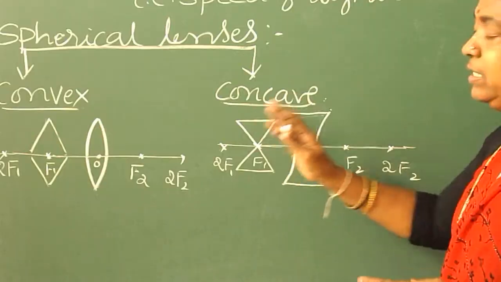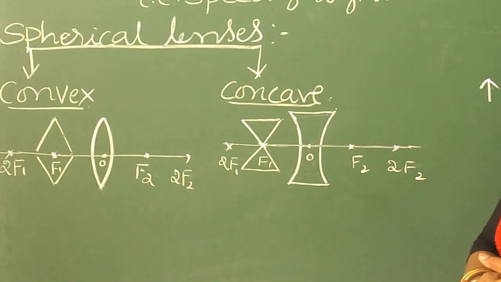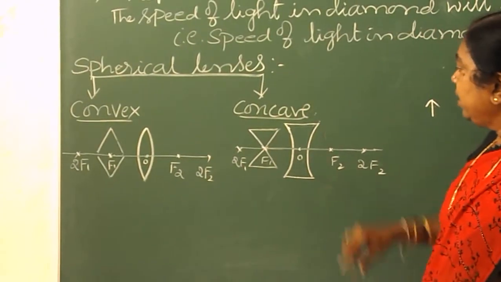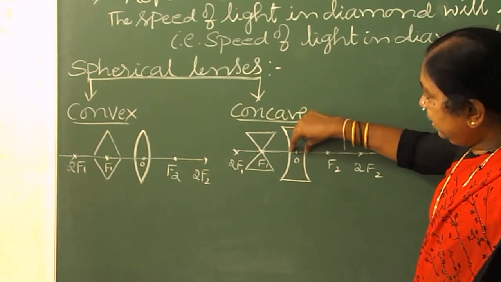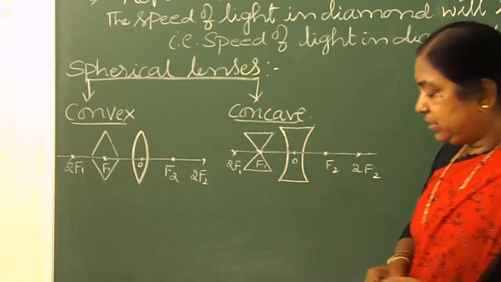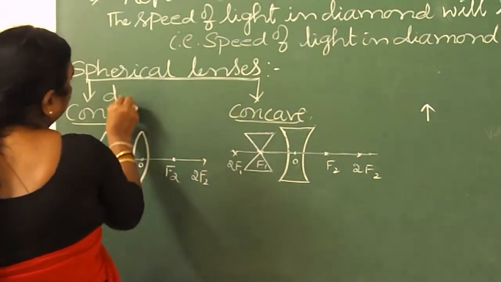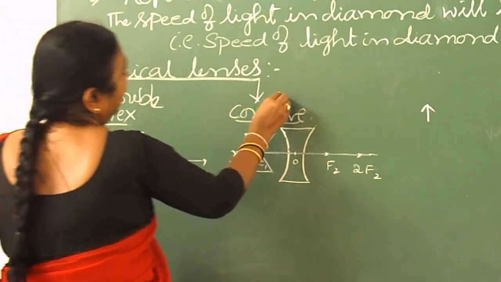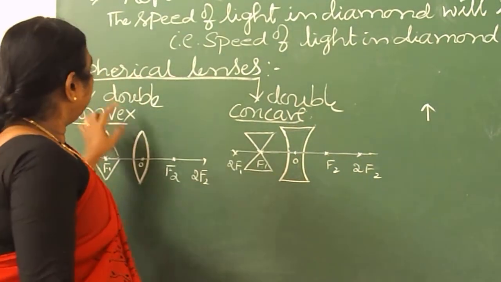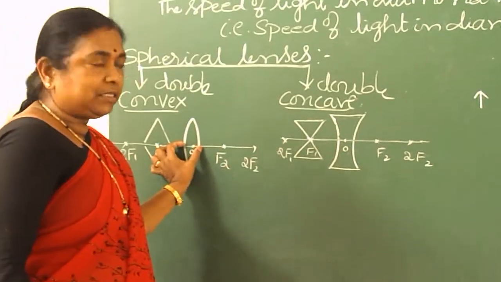Both lenses are transparent material media. If it bulges outward, it is a convex lens. If the inner part is curved, then we say it is a concave lens. So you can say it as either double convex or double concave. Double convex is bulged at the center.